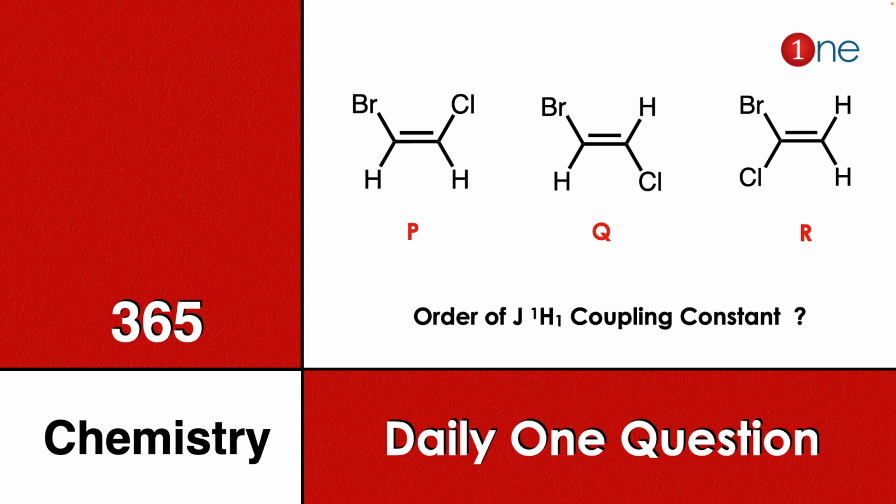Here three different alkenes are there: P, Q, R. P has bromine and chlorine on the same side. Q has bromine and chlorine on opposite sides. R has geminal bromine and chlorine. You have to find the order of coupling constant from the proton NMR spectra.